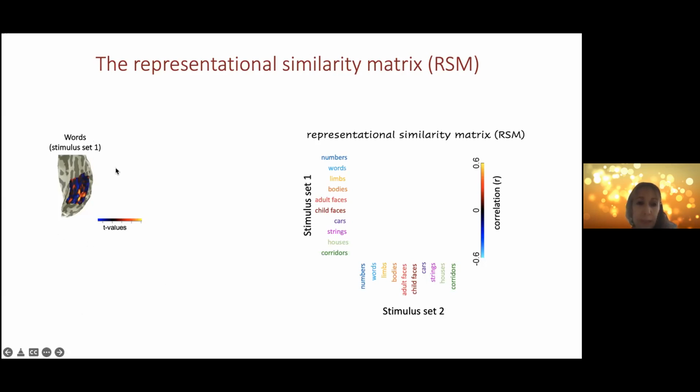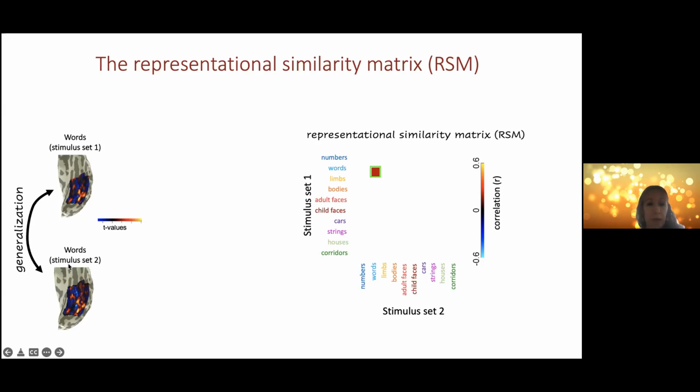So this is an example of a distributed response in one child's brain as he sees one set of words. And you can measure the distributed response in the same participant when he sees a different set of words. And what we're interested in is to examine how similar these responses are. And we do that by measuring the correlation between these patterns, because if these patterns are similar, it would suggest that the representation generalizes across items of a category. And you can see that these patterns are indeed positively correlated.